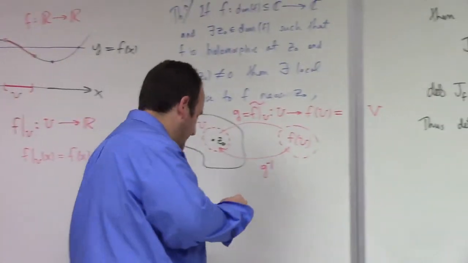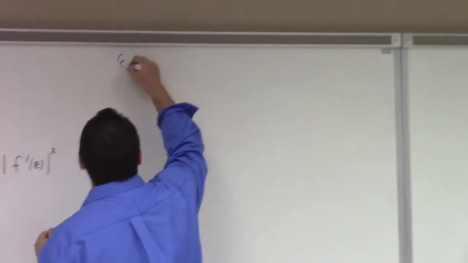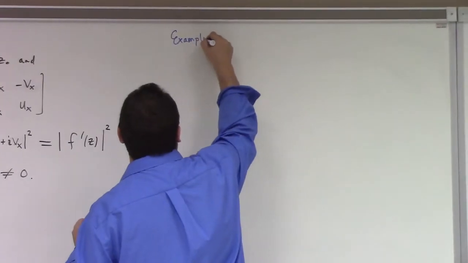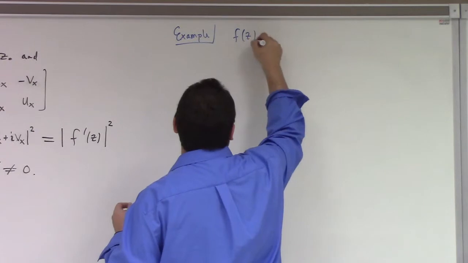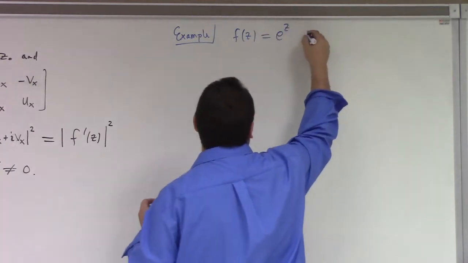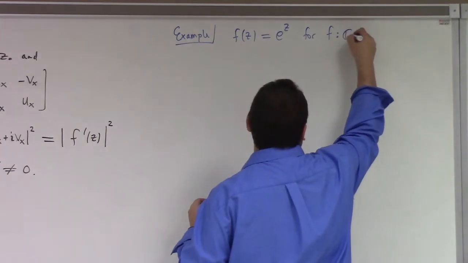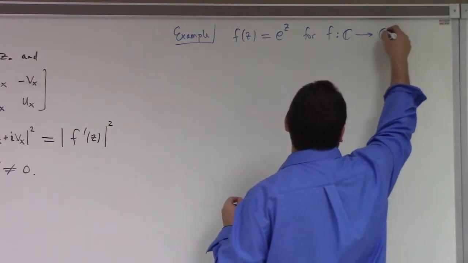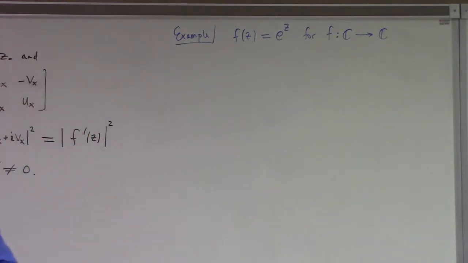So what's the principal application of this? How about this? If we look at f of z equals e to the z, for f going from, what's the domain? Complexes, right? What's the range? Well, we'll let the codomain be C. If I say that, is this function a surjection? Is it an onto map? Does the complex exponential hit everything in the complex plane?